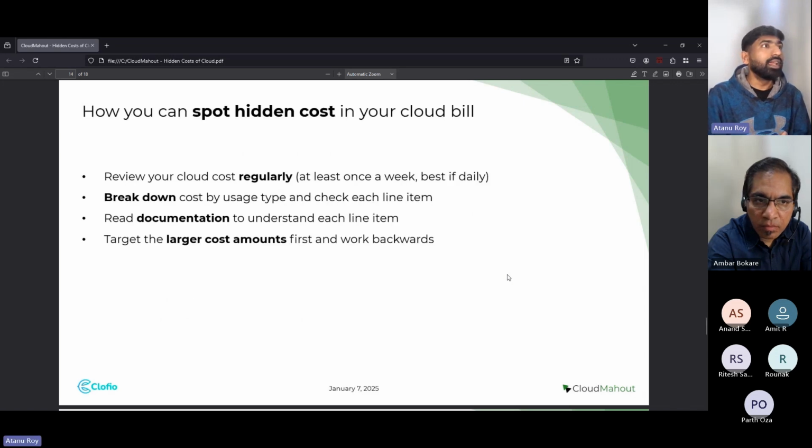With that, I'll briefly talk about how you can spot these kinds of hidden costs in your cloud bill. The first and foremost thing we always suggest to all our customers is to do a regular review of your cloud bill. If you are doing it only once a month, or maybe a couple of times a month, there are higher chances that if you get bombarded by one of these hidden costs or any kind of anomalies in your overall cloud bill, you are going to end up spending larger money.